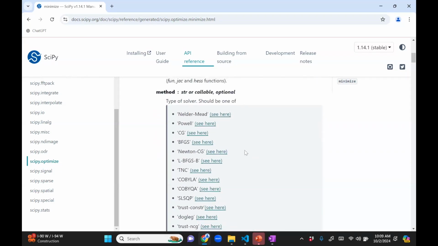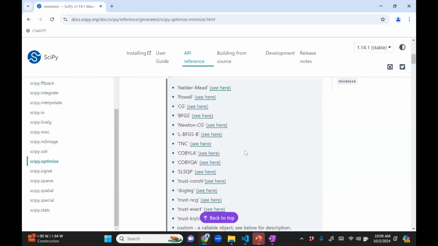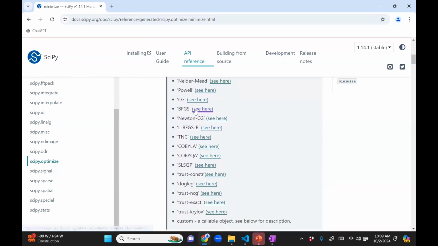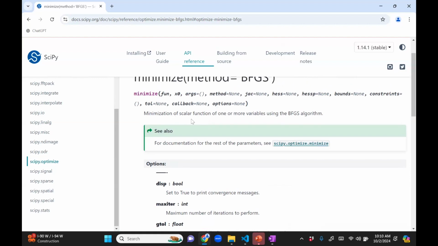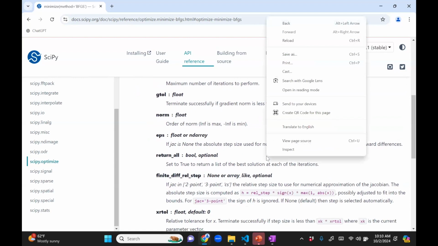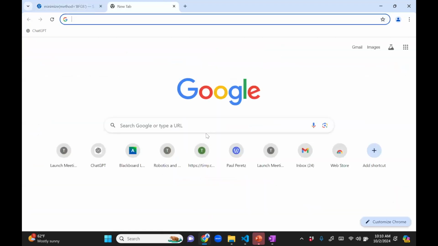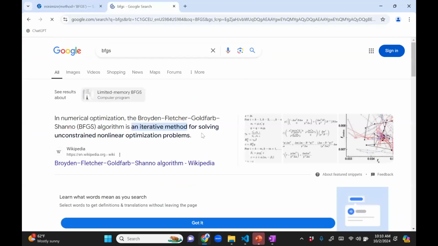The method, there's a variety of methods, and the documentation actually gives you what those do. For example, the one we'll use is BFGS. It's called Broyden, Fletcher, G, I forget, and S is Shanno. They're the four people who came up with the method. BFGS minimizes the scalar function of one or more variables using the BFGS algorithm. If you're curious, you could always search for BFGS. It's a very well-known method. Okay, Goldfarb is G.